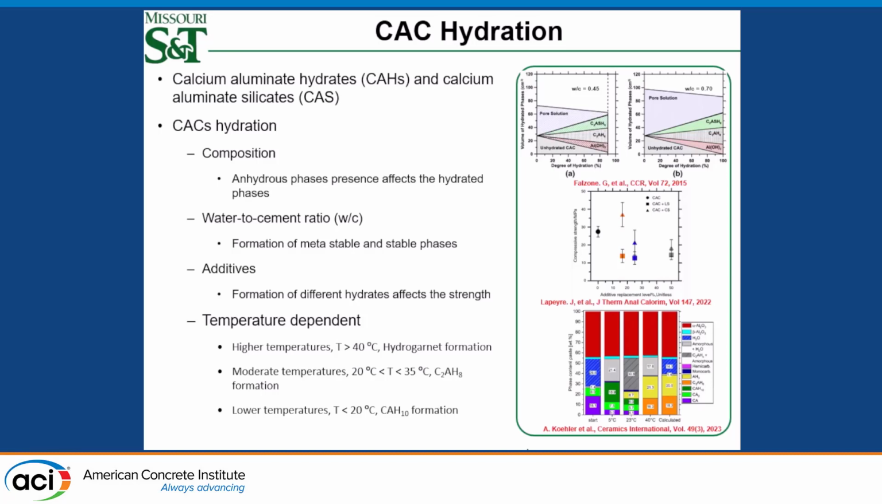Now, if you look at the figure, at 5 degrees, you can see that more CAH10 is being produced, whereas at 23 degrees, you can see that C2AH8 is being produced along with gibbsite. So the content of the metastable phase CAH10 is reduced. At 40 degrees, you can see the stable phases, which are gibbsite and hydrogarnet. So we know that as the temperature is increasing, the hydrate phases are being affected.